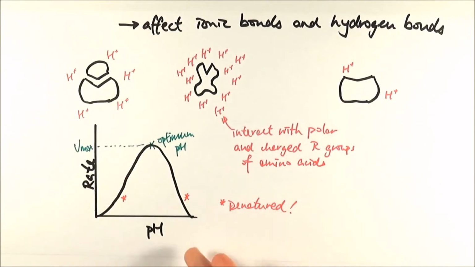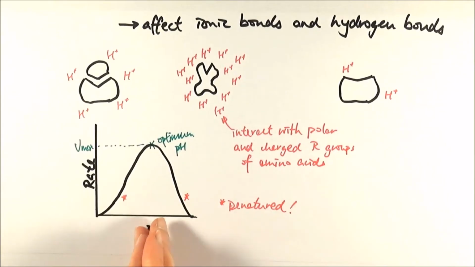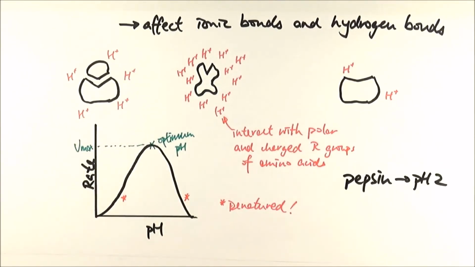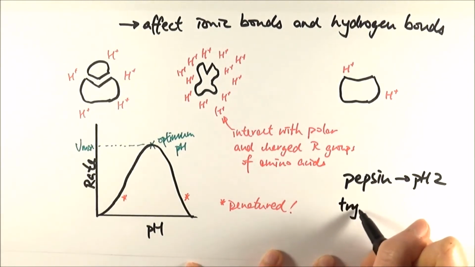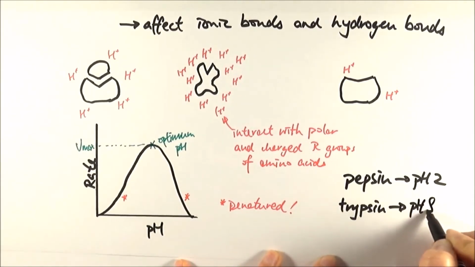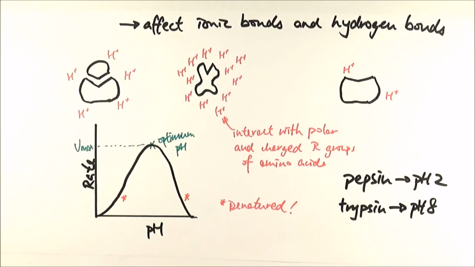Now obviously this is a very generic graph, as you have probably realized. We set the optimum pH here as 7, however in reality different enzymes will have different optimum pHs. For example, we have pepsin, which is a protease in the stomach, and its optimum pH is pH 2. Whereas trypsin, which is another protease, but this time exists in the intestines, has an optimum pH of 8. So depending on the enzyme and where it works, it will have a different optimum pH. So it's very important to remember that it's not just a generic graph for all enzymes.